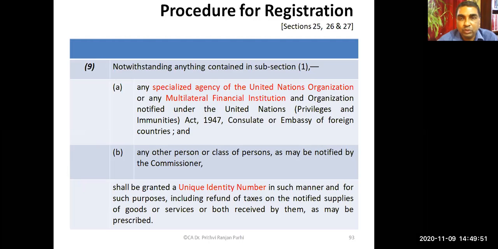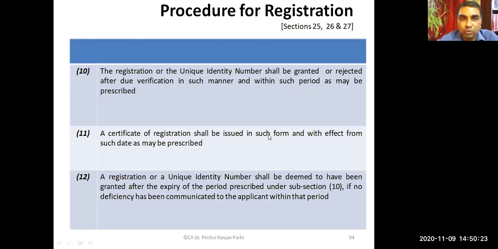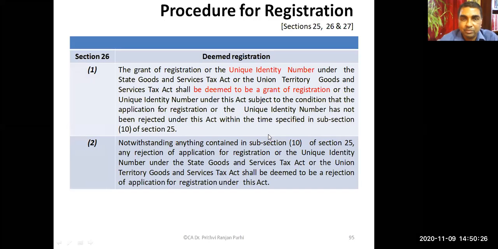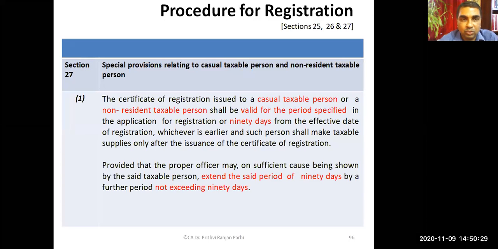Yeah, and also you know the concept of UIN, the unique identification number. The specialized agencies of the United Nations Organization or multilateral financial institutions and organizations notified under the United Nations (Privileges and Immunities) Act 1947, consulates or embassies of foreign countries, etc., get this unique identity number under GST law, right? This concept also you know earlier, so we are not covering it in detail.